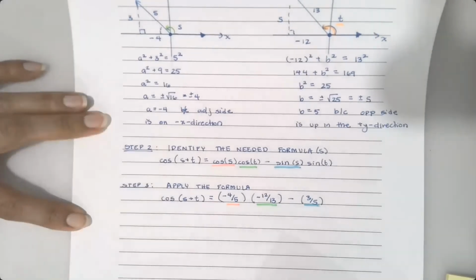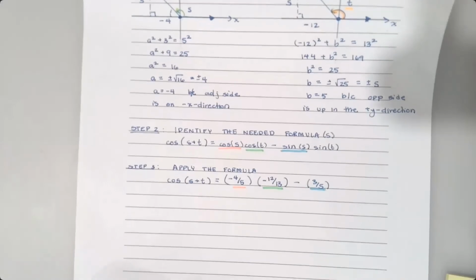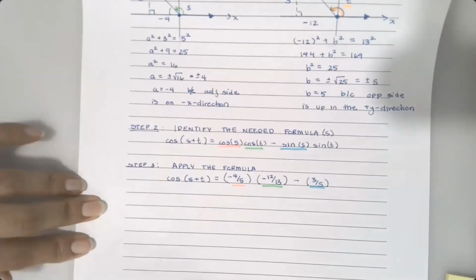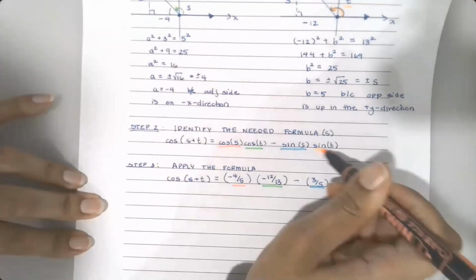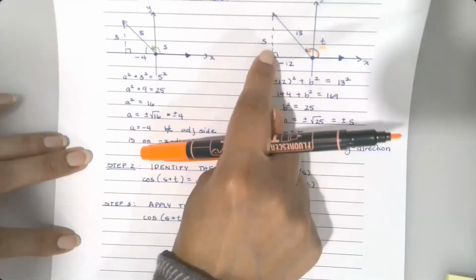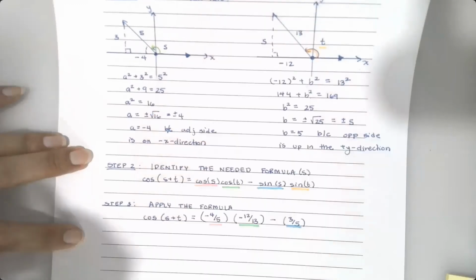Right, so there's one more, sine of angle t. And I'll color code that in orange. So for sine of angle t, we can go back to the second diagram, and then sine will be opposite over hypotenuse, which is 5 over 13.